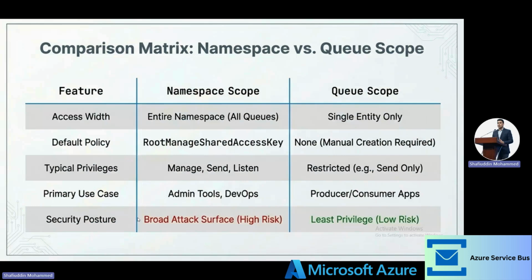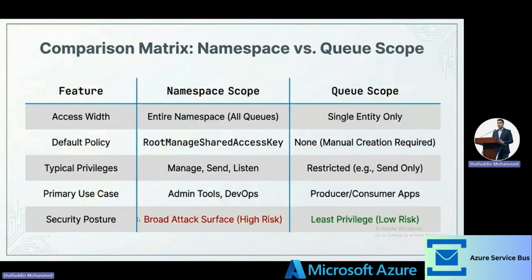If you see, in the namespace we have all queues access, but in a queue we have single entity access. Now if you see the default policy, this is a very important interview question. They will ask you what is the default policy for the namespace scope. You need to say RootManageSharedAccessKey. RootManageSharedAccessKey is the default policy enabled for the namespace. Whereas for the queue scope, it is whatever you create manually, as we just saw.